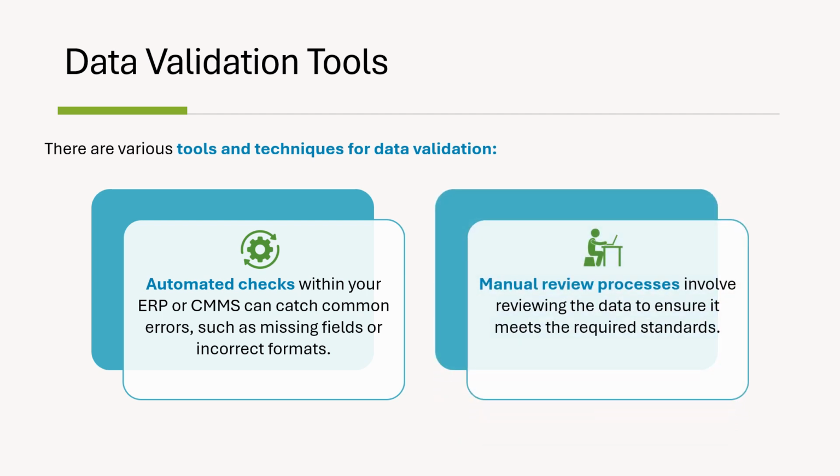Manual review processes, on the other hand, involve a data steward or another responsible person reviewing the data to ensure it meets the required standards. Automatic checks can be very useful to ensure data consistency upon entry, but you'll likely still need to incorporate some level of manual review in your organization for the continual review of overall data quality.